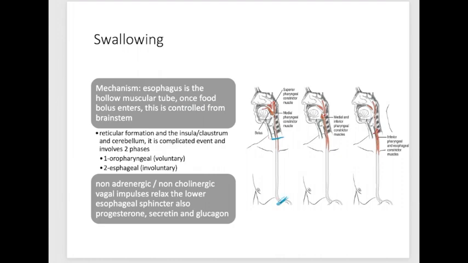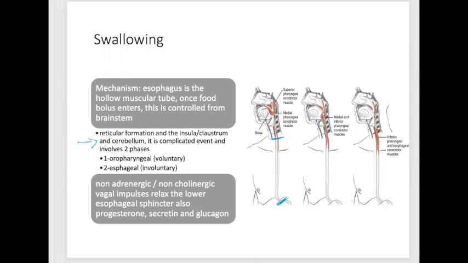So this is mediated by the trigeminal nucleus, the nucleus tractus solitarius, and the reticular formation of the brainstem. It also involves other brain regions, including the insula, claustrum, and cerebellum. There are two main phases. We have the first phase, which is the oropharyngeal, which is voluntary. That is while the food bolus is in the mouth. And then we have the esophageal, which is involuntary.